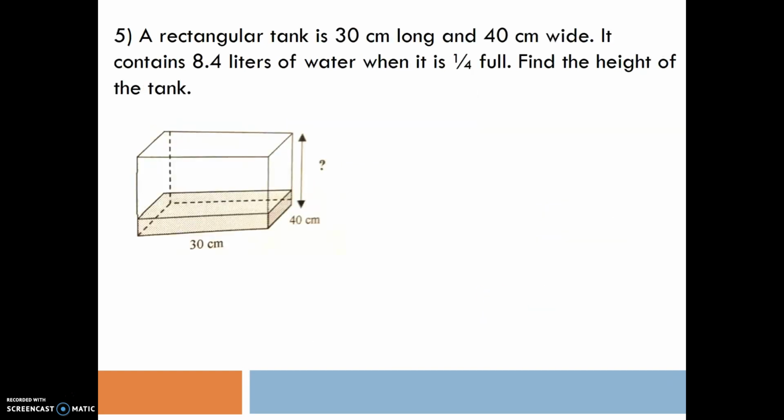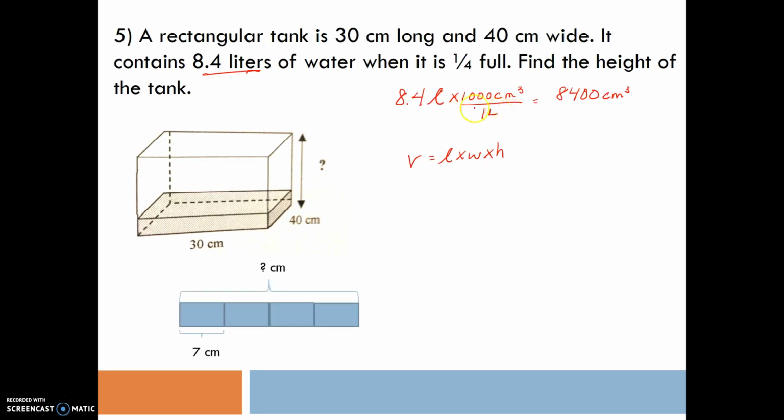Okay, last one. A rectangular tank is 30 centimeters long and 40 centimeters wide. It contains 8.4 liters of water when it is 1/4 full. Find the height of the tank. So now we want to find the whole height of the tank. So we're going to use our volume formula, but first what we need to do is make sure that we've got the right measurement. So it gave us our volume in liters, didn't it? We're going to need to convert that to centimeters cubed so that we can use that to find a centimeters dimension later on.